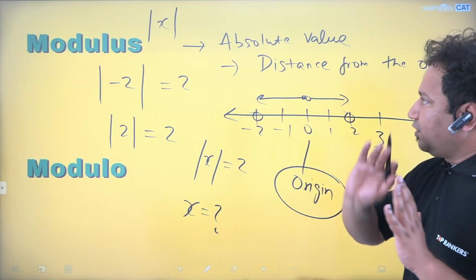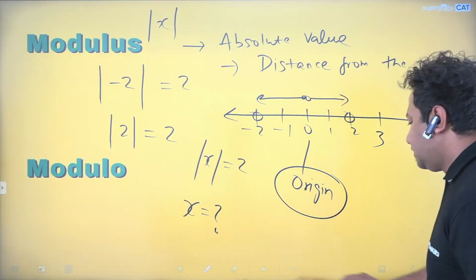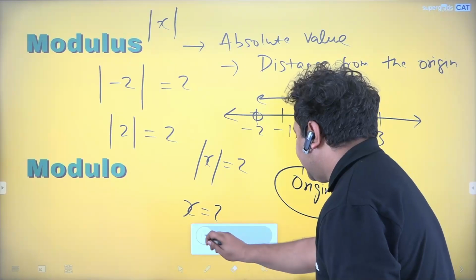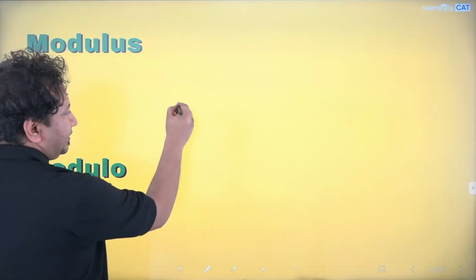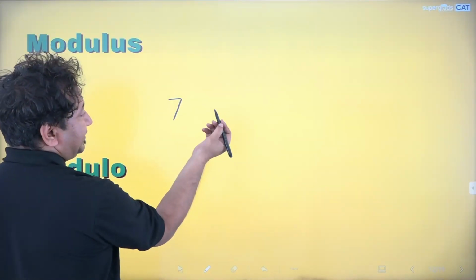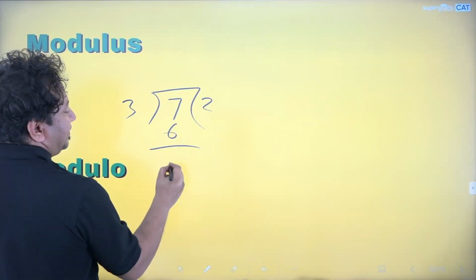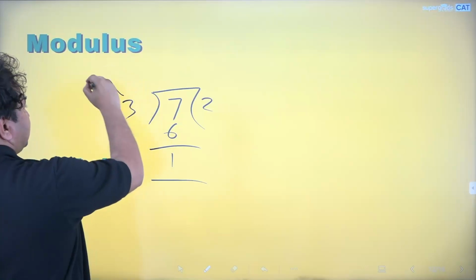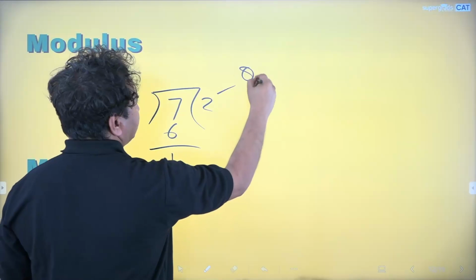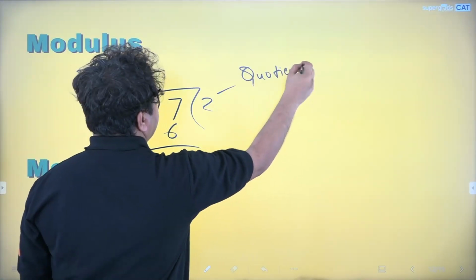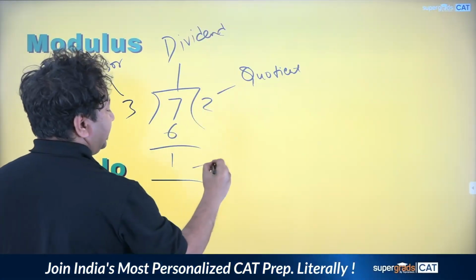Cool. Now coming to modulo, we never have to confuse between these two terms. Modulo is basically a remainder function. So whenever you have to write a remainder, like 7 divided by 3, this is how we do it. 3 twos are 6 and 1 is the remainder. 3 is known as the divisor, 2 will be the quotient, 7 will be the dividend, and 1 will be the remainder.